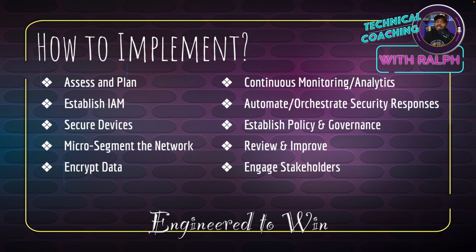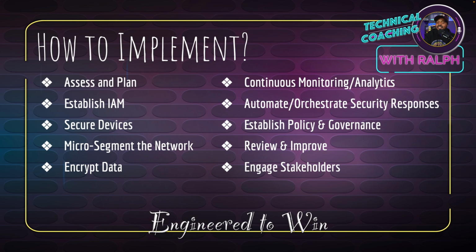So for assess and plan, define the scope and the objective. Determine the specific goals of your Zero Trust implementation, such as reducing insider threats, securing the remote network. Then you identify the critical assets, data, applications, and the services that need to be protected. Then you're going to conduct the risk assessment, evaluate the current security posture, and identify the vulnerabilities and the gaps. Very important. Assess potential threats and the potential impacts of the breach.